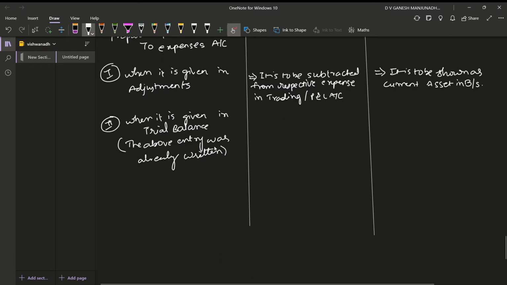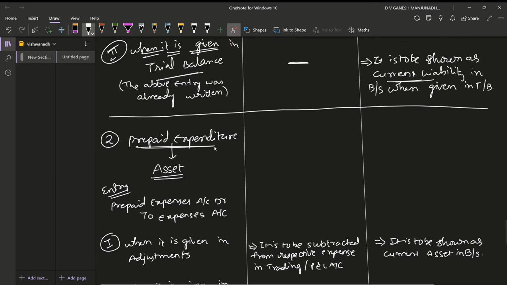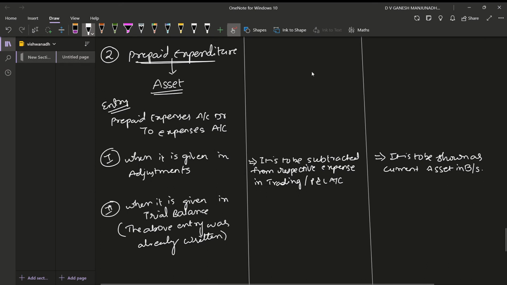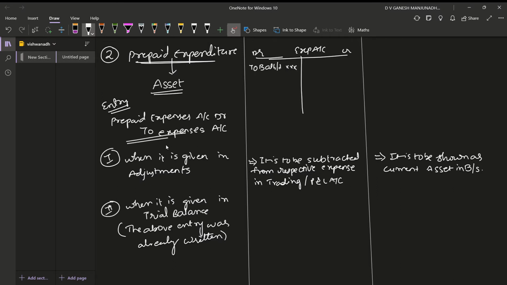And when it is given in trial balance, we have written that the above entry has already been recorded. Okay, let us now take an example here. So this is an expenditure account. This is credit side and this is debit side, and here we are having balance brought down. When we record this expenses account, here we are going to add prepaid expenditure, and here carried down balance, that means it is already been adjusted when it is given in trial balance.